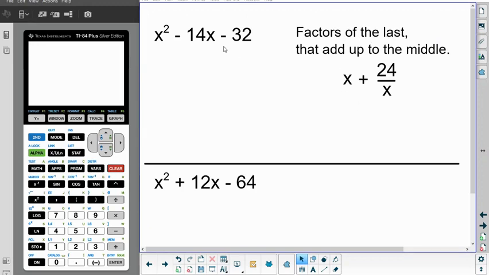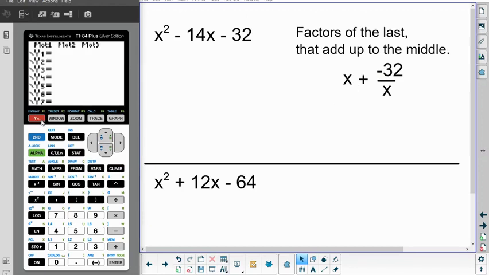So let's look at our last term. It is a subtraction of 32. We're going to treat this as a negative 32. So that's what I will put in here when I go to change this 24, because remember, that was from the last problem. I'm going to change it to negative 32. So our new y2, when we put this into a calculator, would be x plus negative 32 over x. But don't forget about your y1.